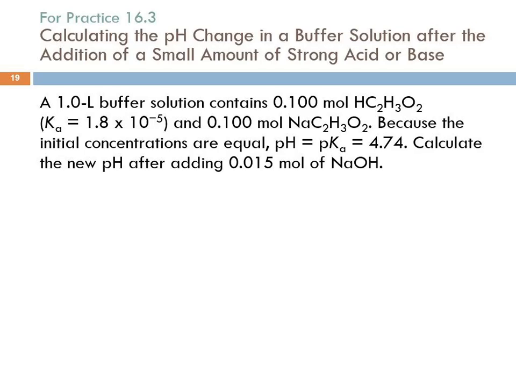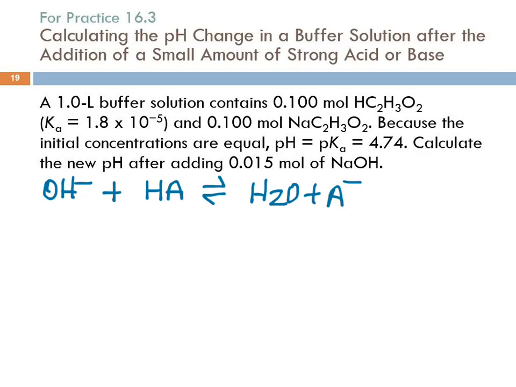So we have a buffer solution, and we're trying to calculate the pH after we add some sodium hydroxide. So two steps: stoichiometry first, then equilibrium calculation. Well, what reaction is going to happen when we add hydroxide? It's going to react with the acid, right? And again, I'm tired of writing acetate, so I'm just using A. And that's going to make water and A minus. So we're going to look at the initial amounts and then adding in the hydroxide and seeing how those things change. So initially we had no hydroxide, and we had 0.1 moles of the HA, and we had 0.1 mole of the A minus.